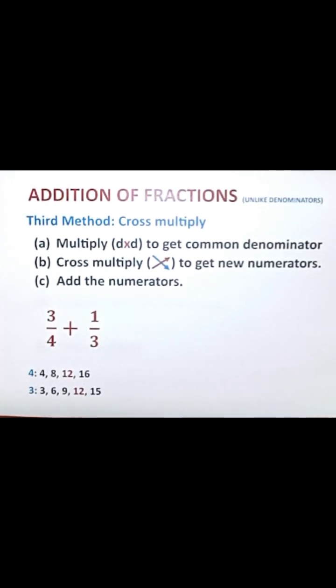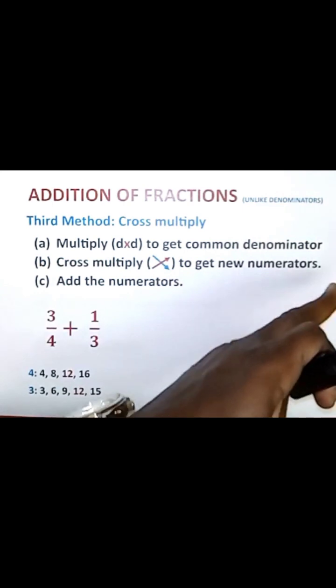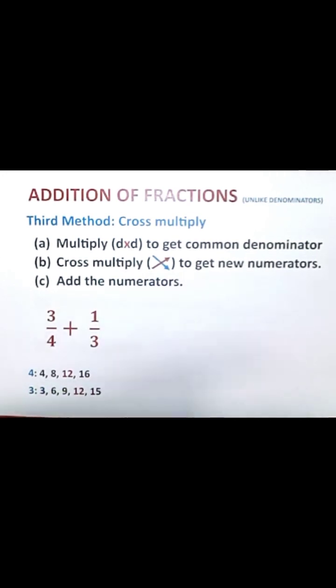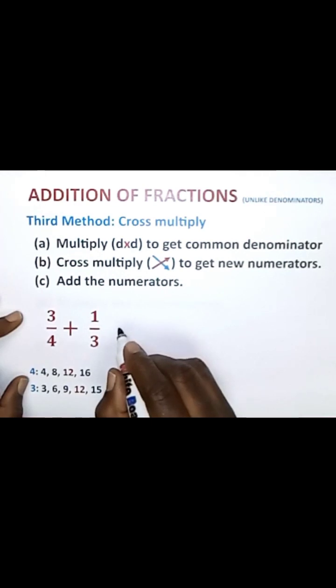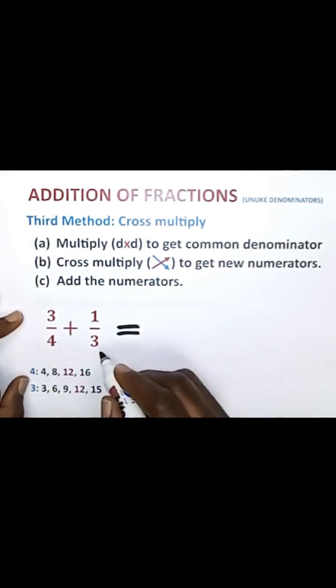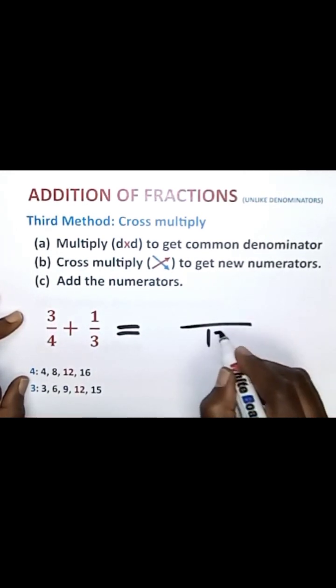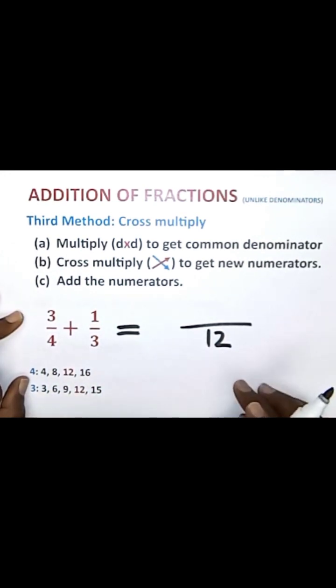Here is the first example: 3 over 4 plus 1 over 3. If you could recall, we used this same example in our previous video. But let's jump straight into it. 3 over 4 plus 1 over 3. And the first step is telling us to multiply the denominators to get a new denominator. So this is how we go about it. When we multiply 4 and 3, what we are getting is 12. 4 times 3 is 12.